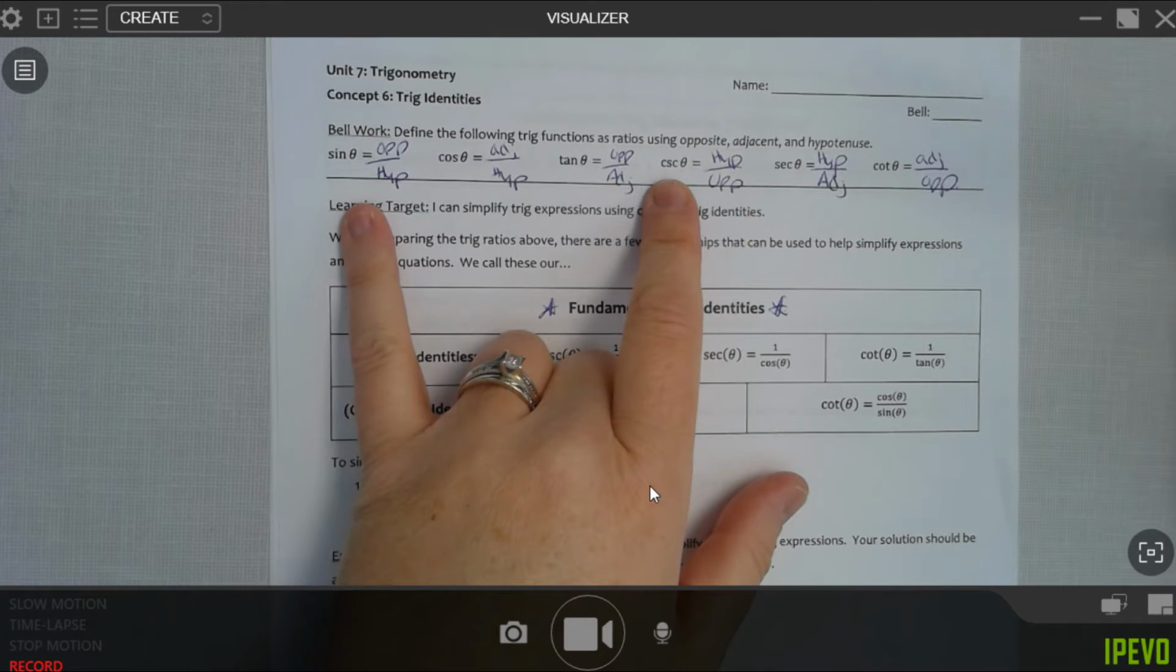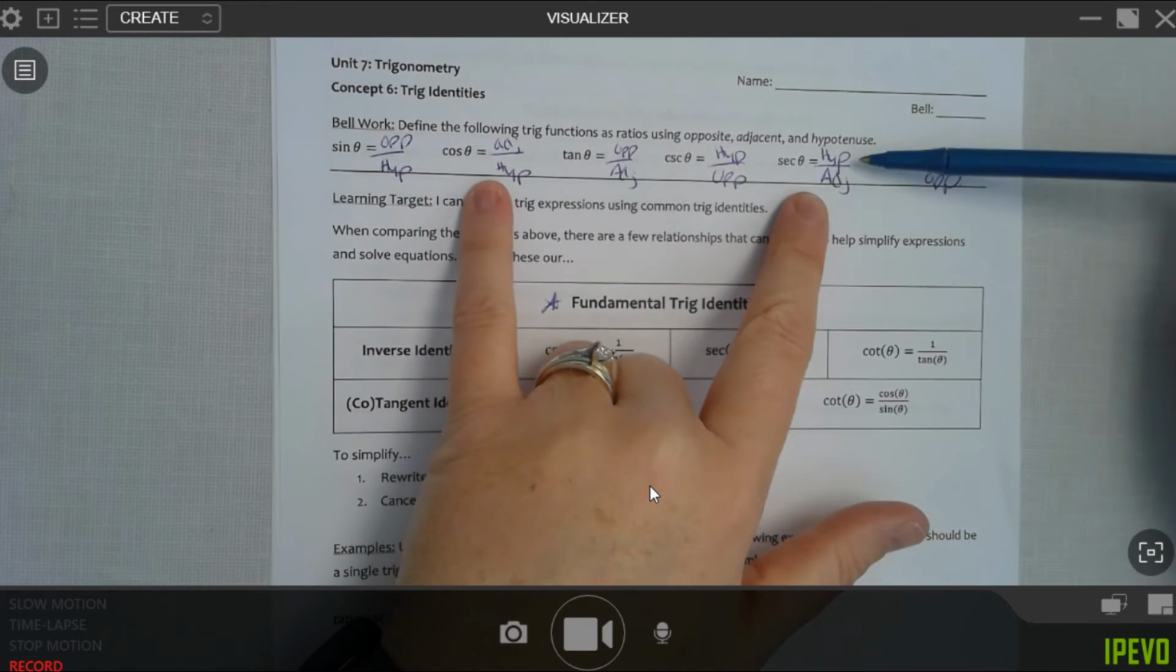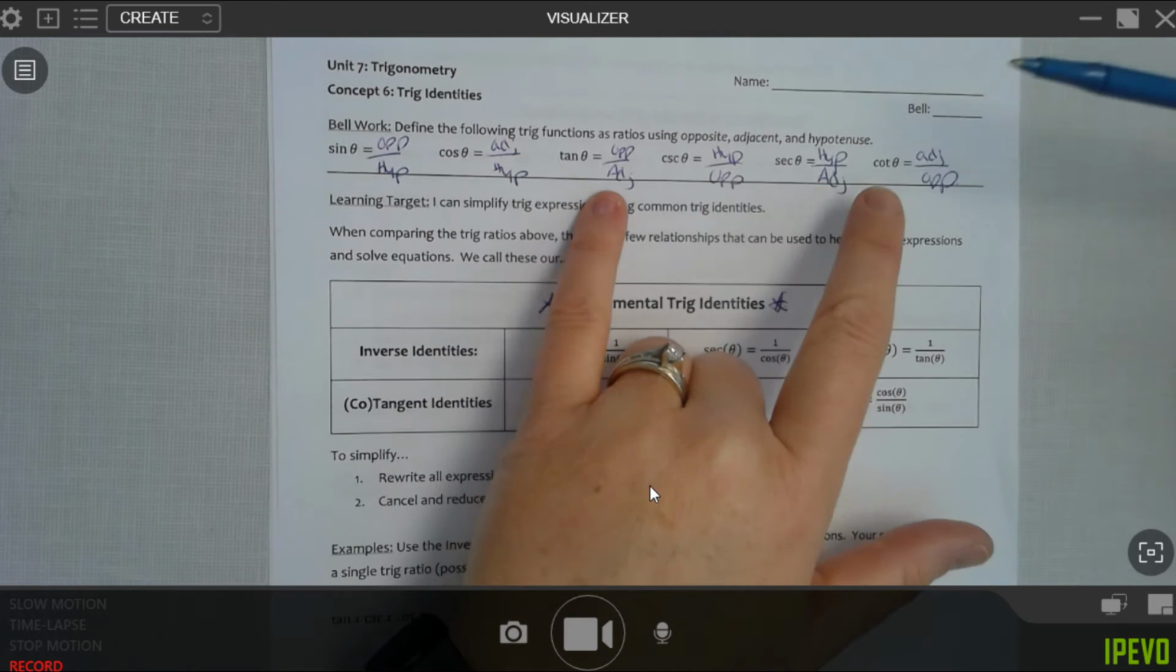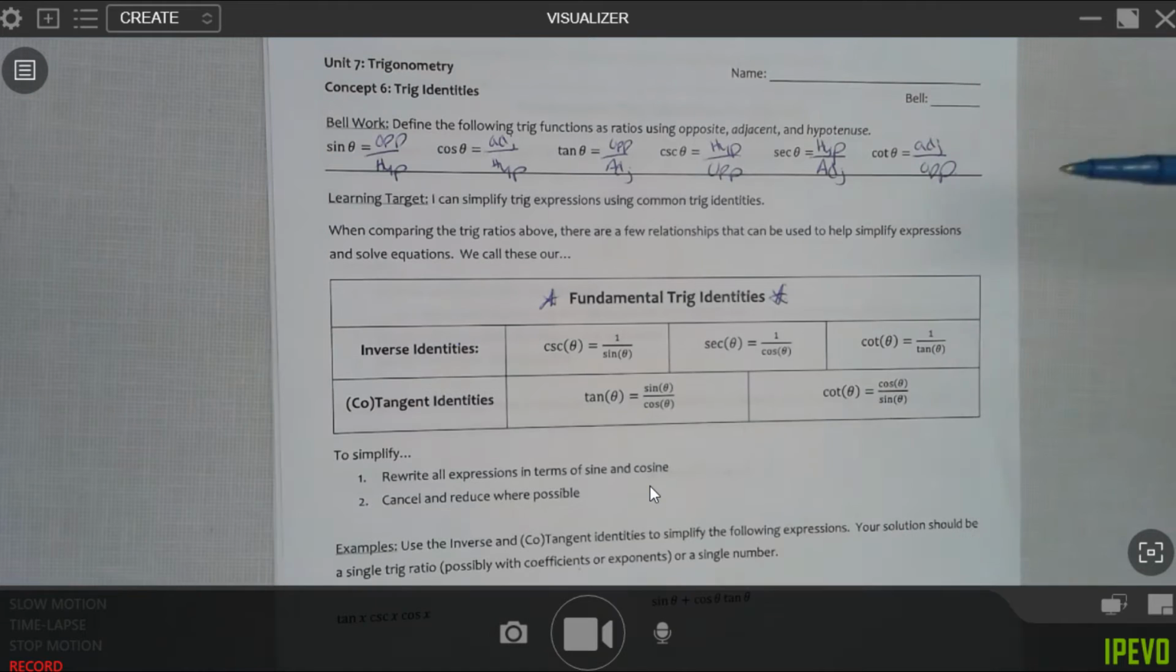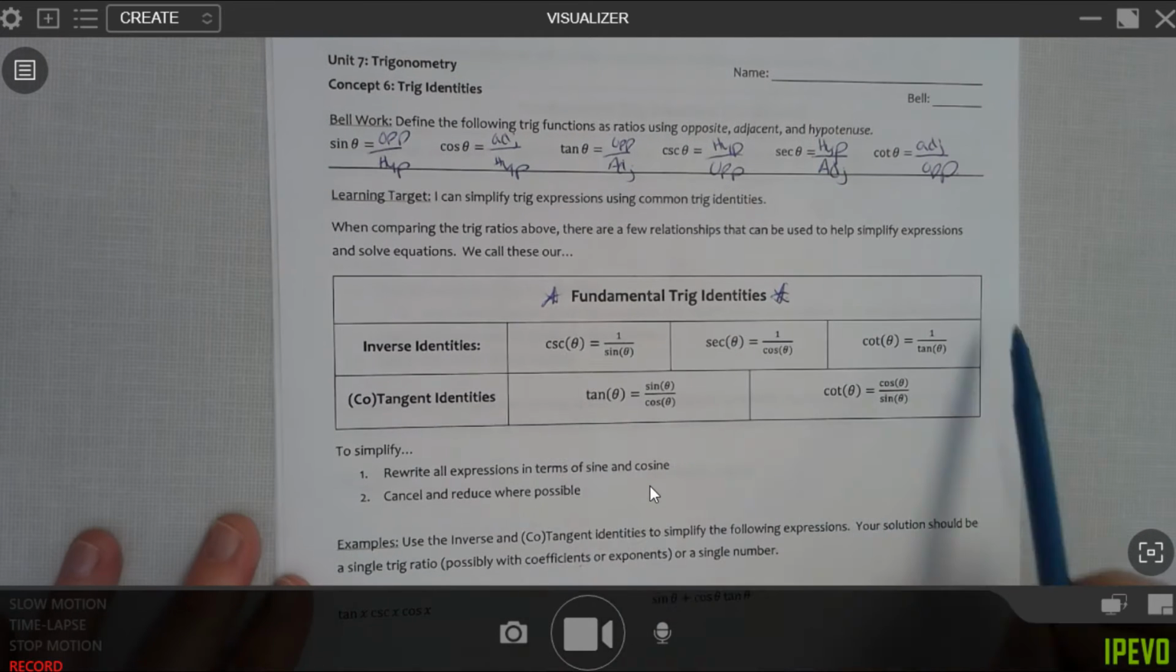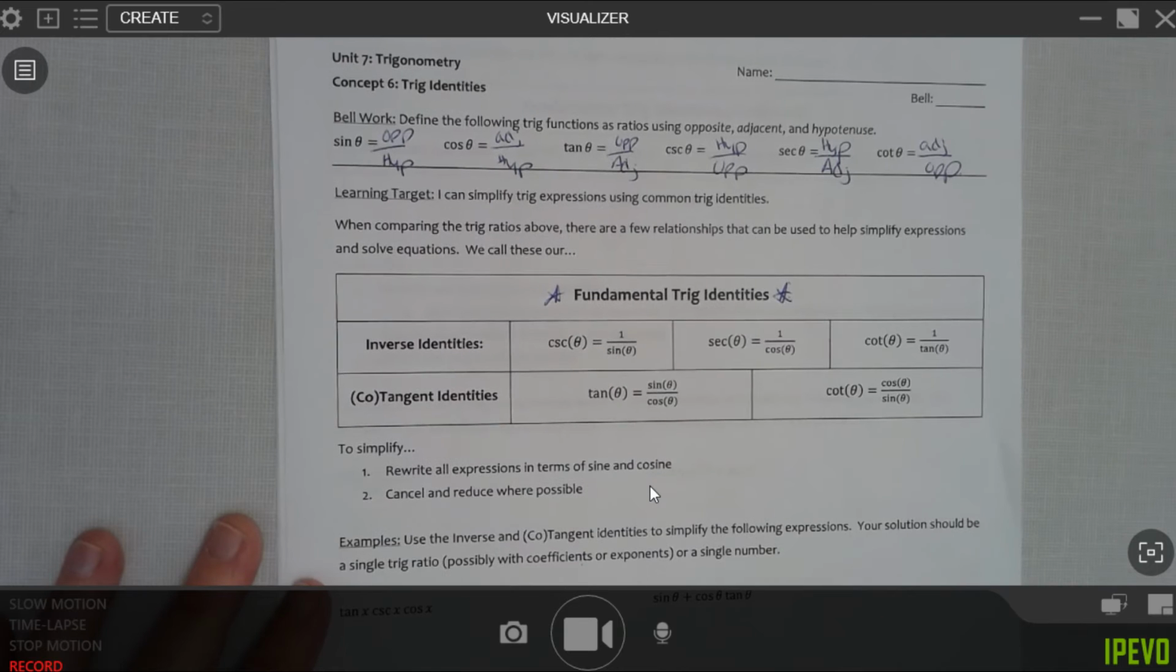These are reciprocals of each other. Cosine and secant are reciprocals, so it's hypotenuse over adjacent. And tangent and cotangent are reciprocals of each other, so that's why it's adjacent over opposite here. So we're just going to be simplifying some trig identities, and we're going to be using these fundamental trig identities right here to do them.